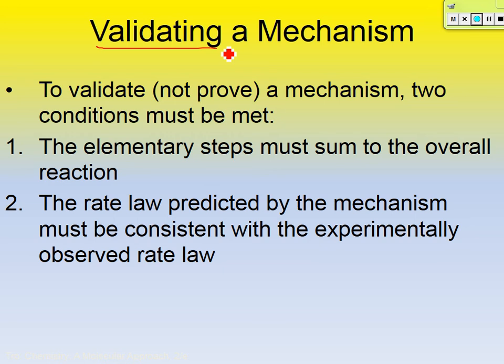But there's also a second condition. The rate law predicted by the mechanism must be consistent with experimentally observed rate laws. So if you come up with the rate law in the mechanism and you go and do the reaction and it also occurs that way, then you have likely validated the mechanism.